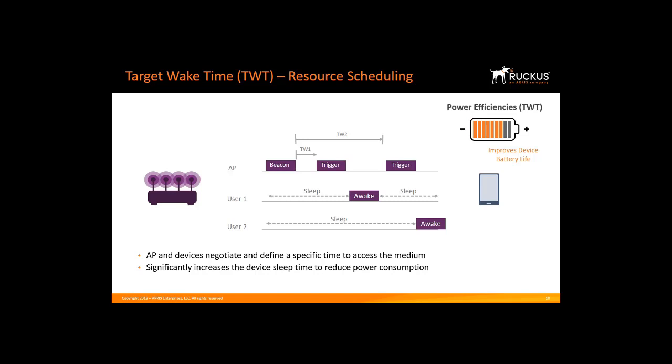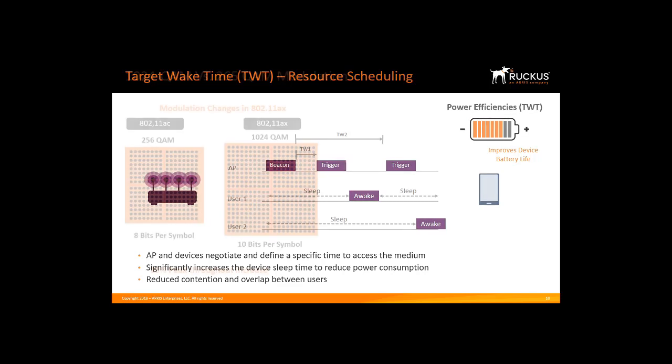In addition to saving power on the client device side, Target Wake Time enables wireless access points and devices to negotiate and define specific times to access the medium. This helps optimize spectral efficiency by reducing contention and overlap between users.